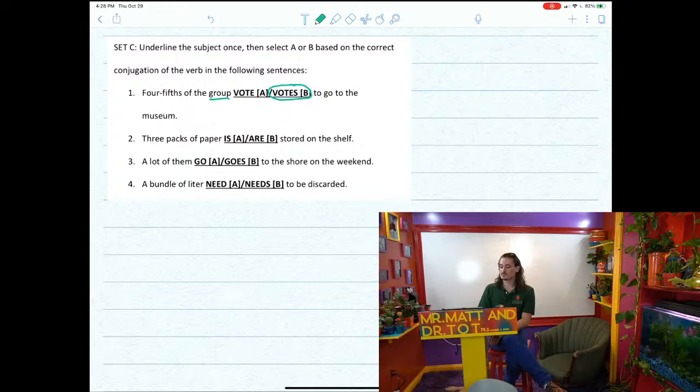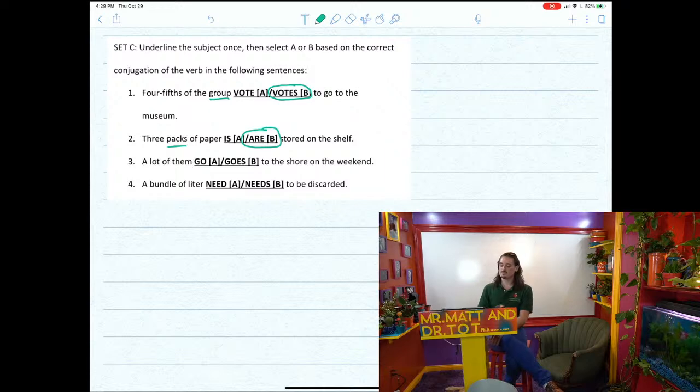Number 2, 3 packs of paper is or are stored on the shelf. So it's 3 packs of paper. This is the general rule, so we're guided by the noun that comes before the preposition of. And so packs is plural, so we need a plural verb. The plural conjugation of the verb to be is are. 3 packs of paper are stored on the shelf.